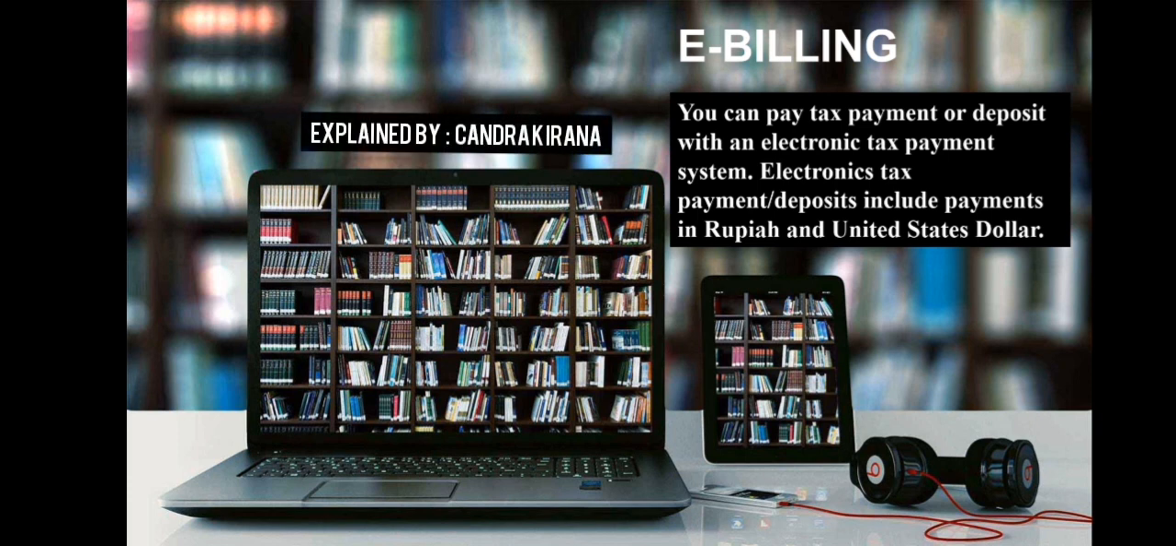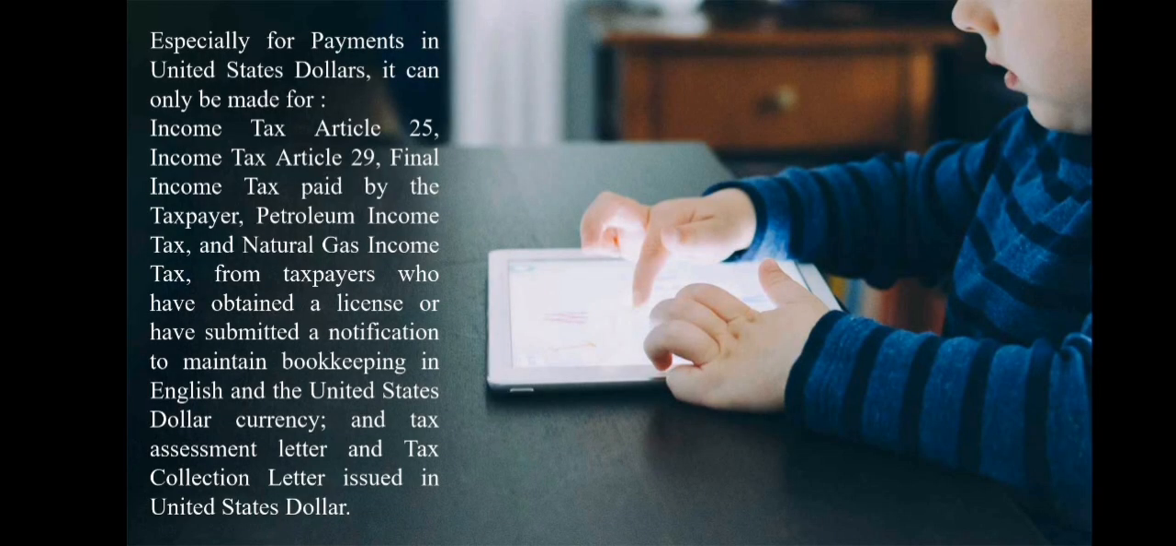So I'm gonna explain about e-billing. E-billing is a method of sending bills and collecting electronic payments in which bills are delivered over the internet and customers can pay electronically. Tax payment system e-billing is a method of tax payment electronically using billing codes. You can pay tax payment or deposit with an electronic tax payment system. Electronic tax payment or deposits include payments in rupiah and United States dollar.